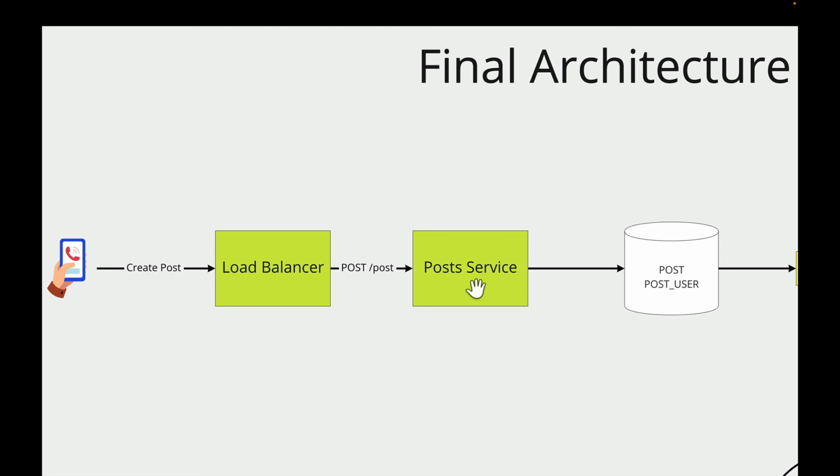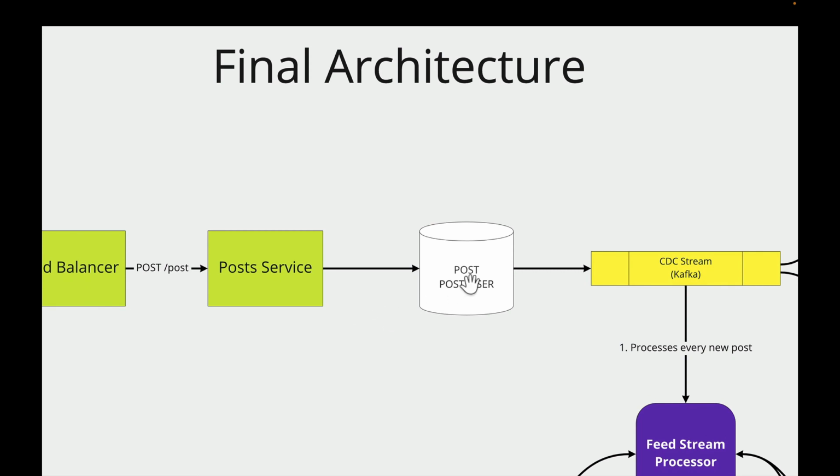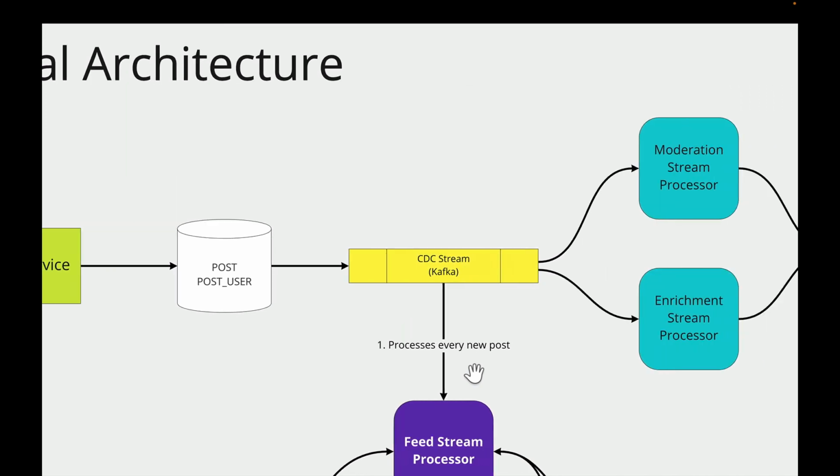The post service, in the HTTP request, is going to find all the data related to the post. It's going to go ahead and store that post in the post table and store a mapping of the post to the user in the post user table.